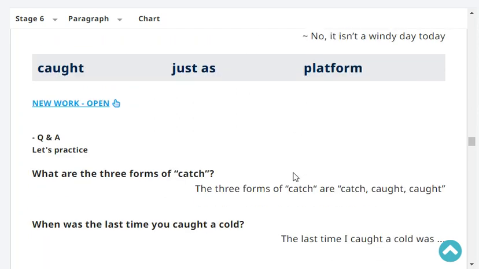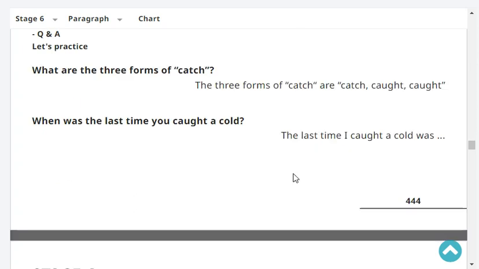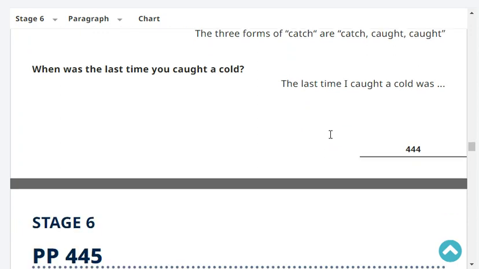Okay, next, what are the three forms of catch? The three forms of catch are catch, caught, caught. When was the last time you caught a cold? The last time I caught a cold was 2 months ago.